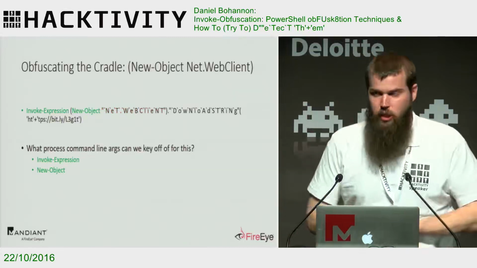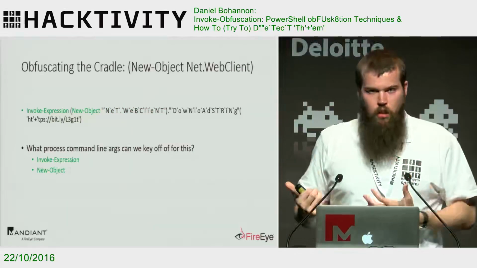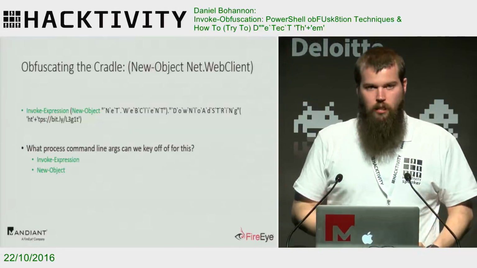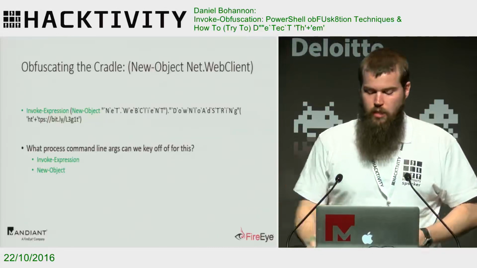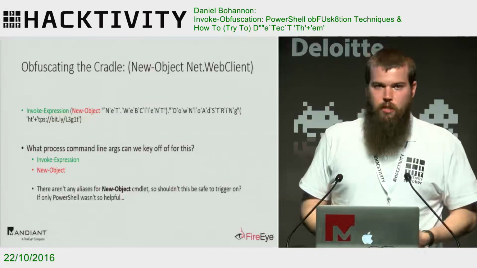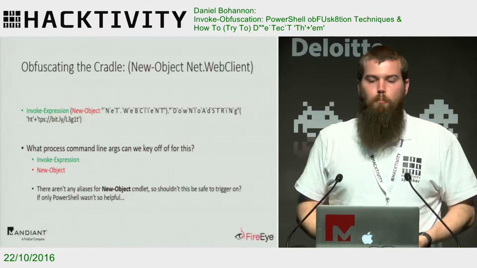New object. Now, PowerShell, again, is such a robust language. There's so many options. And a lot of times for commands, you'll have a lot of aliases, shortened ways to basically say the same thing. So when I looked at new object, I thought, well, this is great. There's no aliases for this. This should actually be a pretty good indicator.